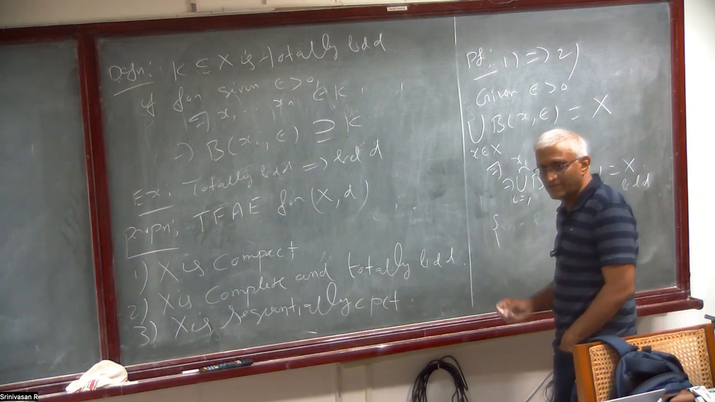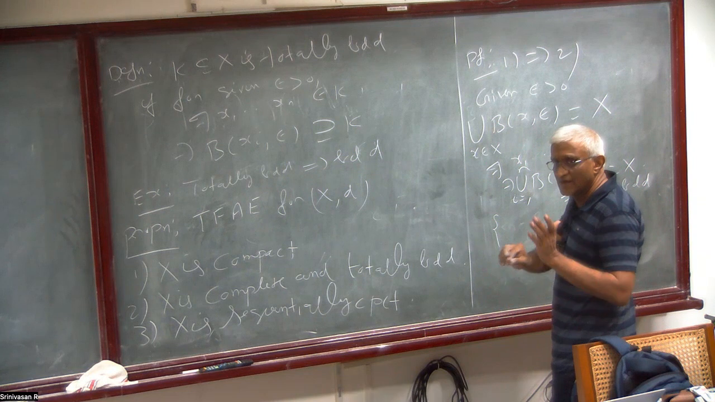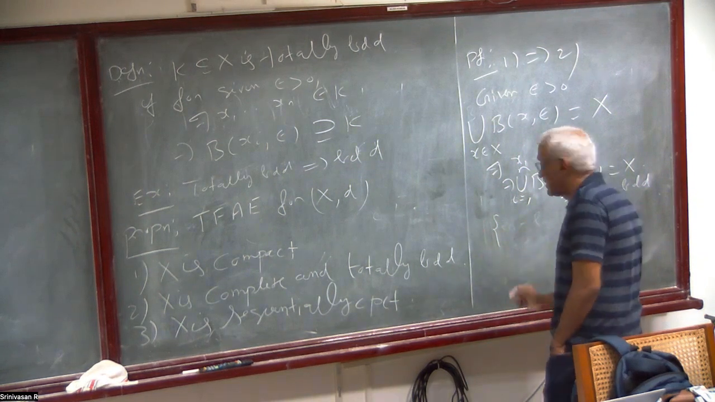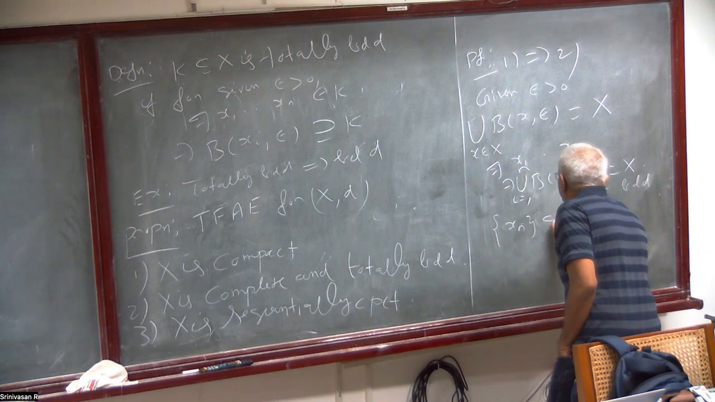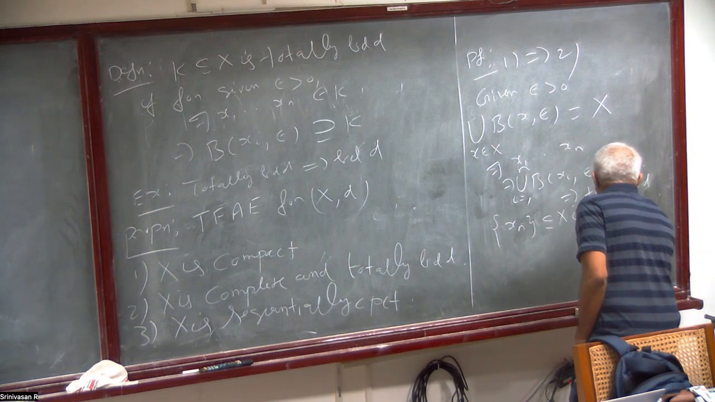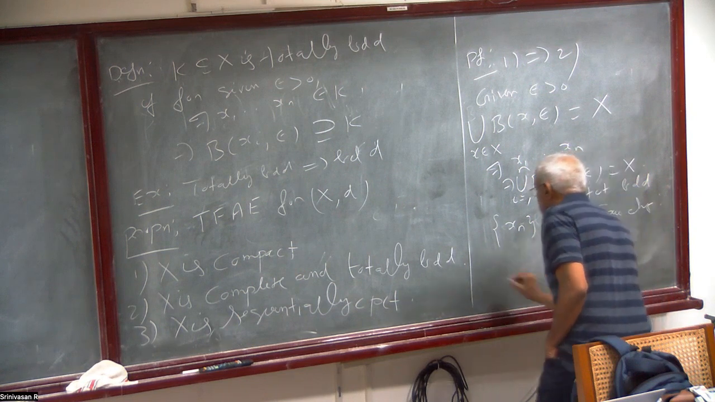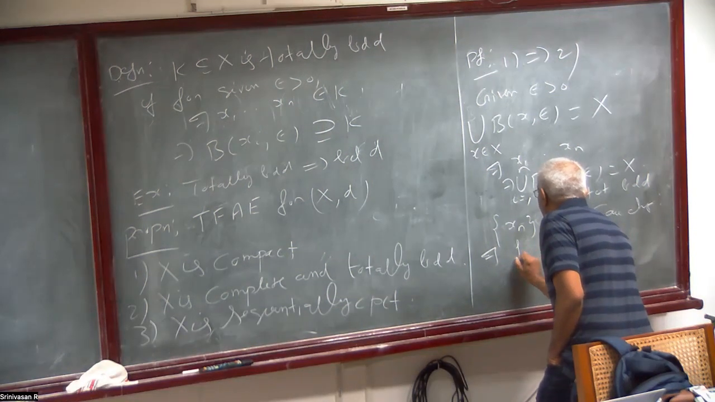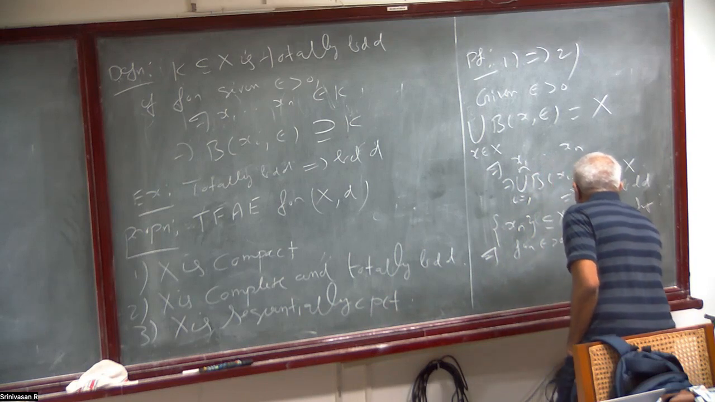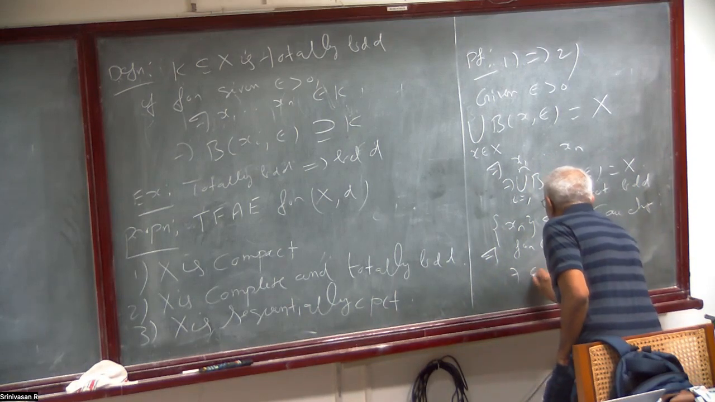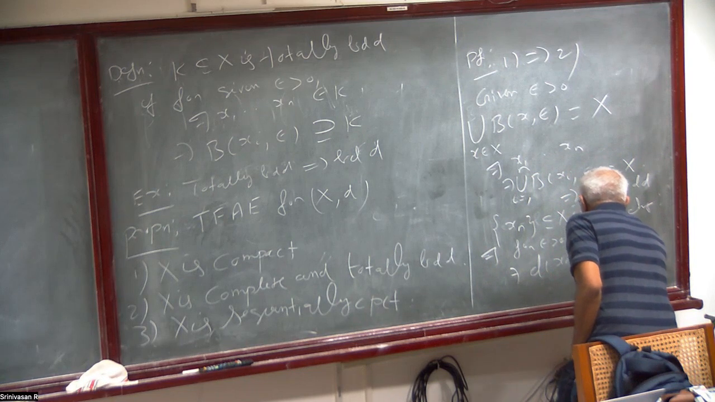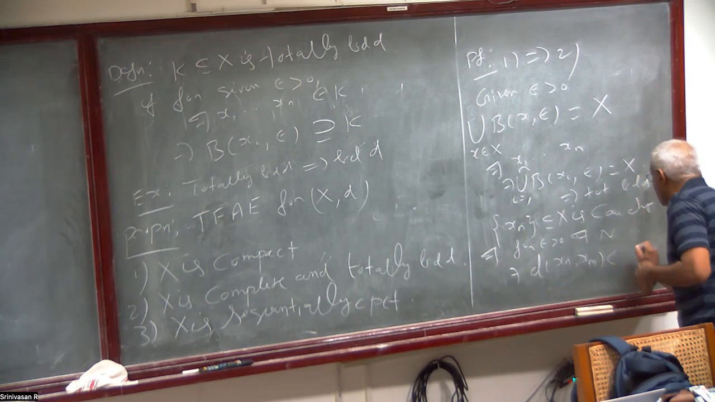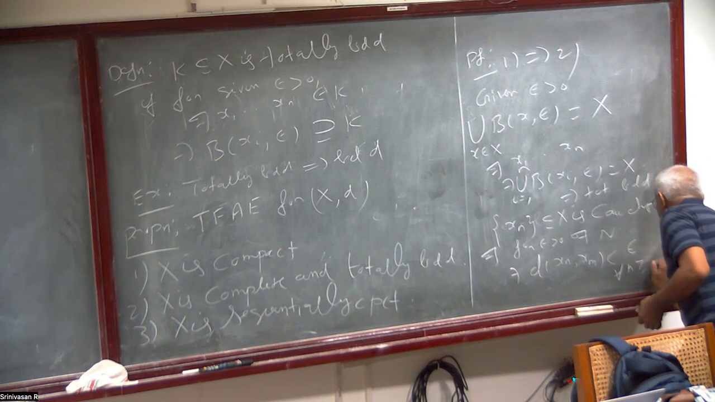We haven't defined Cauchiness, but I hope all of you know that. What is Cauchy? I will write it again here. Xn contained in X is Cauchy, that is, for epsilon greater than 0, there exists an N such that d(xn, xm) is less than epsilon for all n, m greater than N. This is the definition, of course.